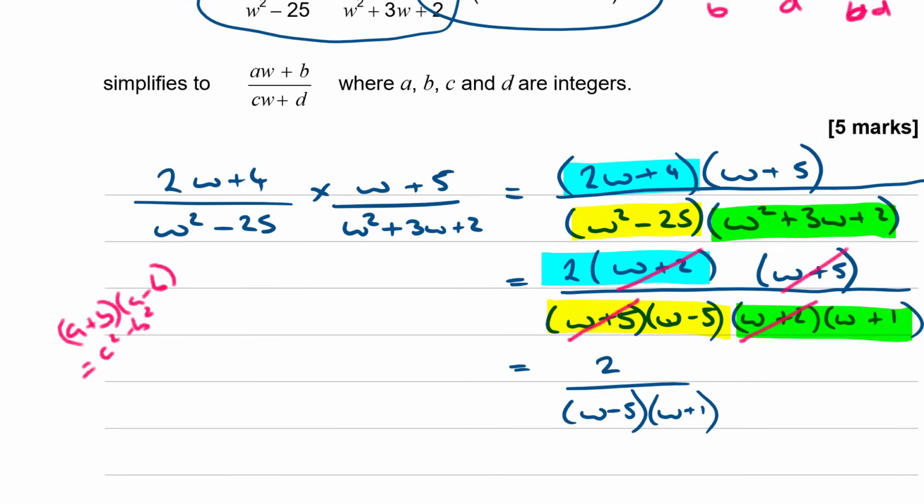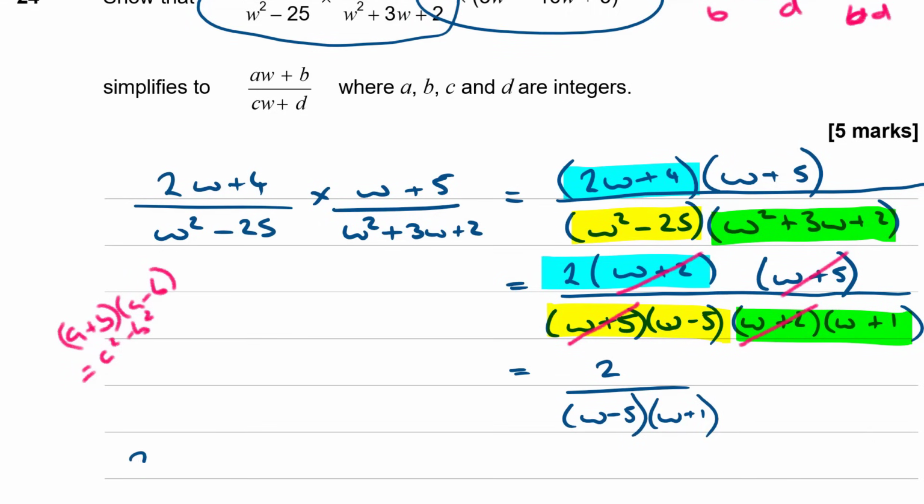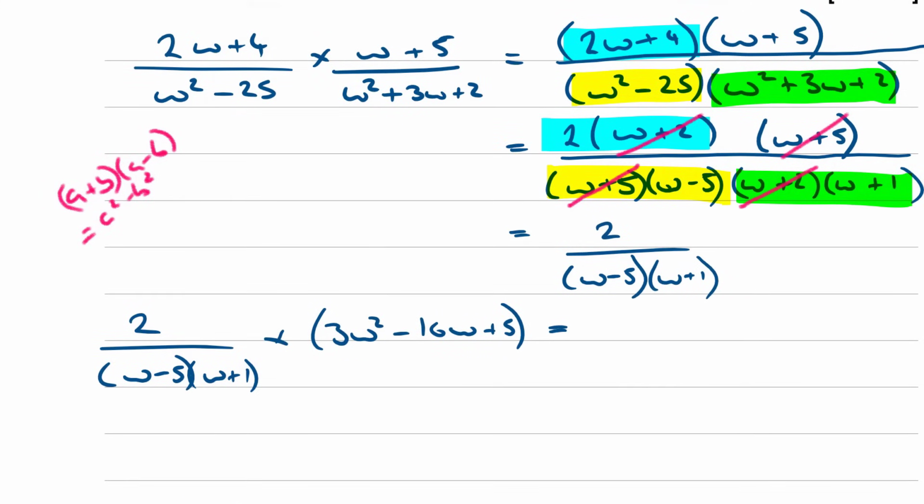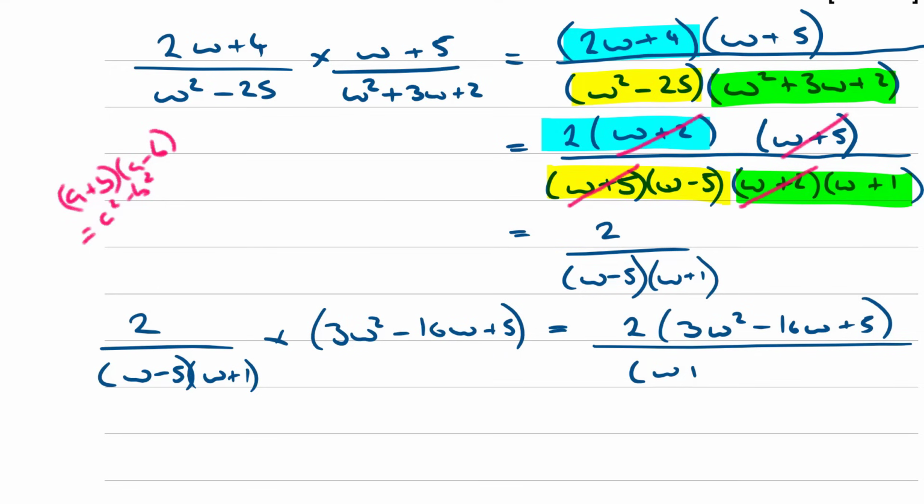So 2 over w minus 5, w plus 1 times 3w squared minus 16w plus 5. What's that equal to then? Well, that is 2 lots of 3w squared minus 16w plus 5, all over w minus 5, w plus 1.